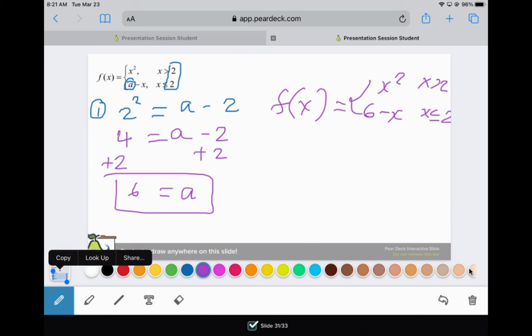So for this one, I'm just going to repeat the steps. Step number 1, replace the x values. Step number 2, set the two equations equal with each other. Step 3, solve for a. The one that we have to rewrite, we're going to do more practice with that next class. But for today, if you can get to here, that's where you can stop for the day.